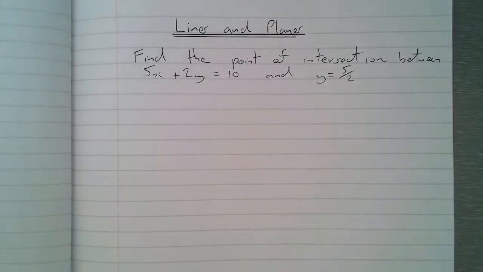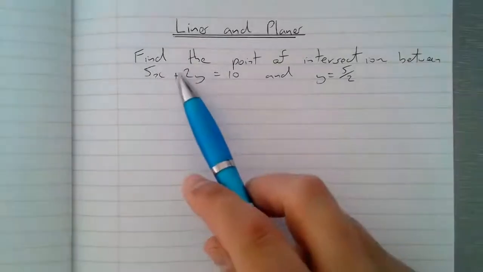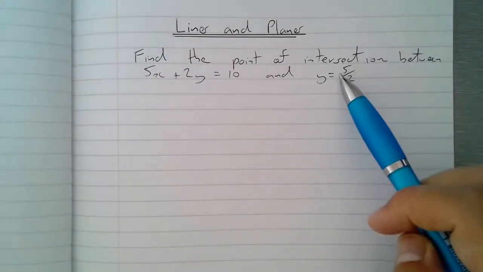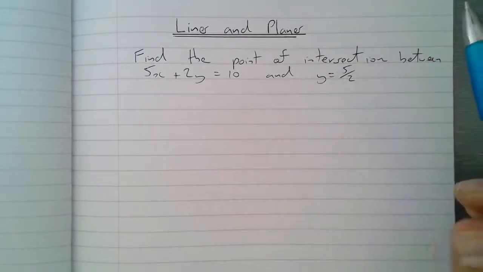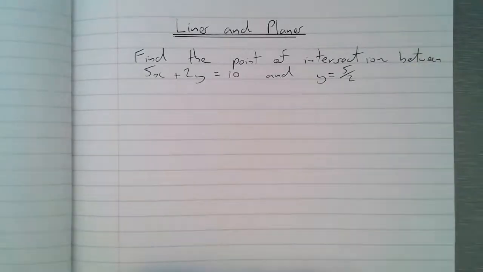The first thing I'd like you to do today is, can you find the point of intersection between this line here and this line here? You don't need to know anything about vectors, it's just GCSE knowledge this. Pause the video, come back to me once you've done it please.